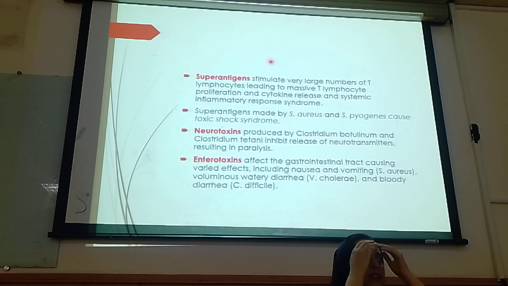And we have some neurotoxins, enterotoxins, and we have some superantigens. What is a superantigen? It will activate our immune system. Yeah, it stimulates a large number of T cells. So we will have proliferation of T cells and cytokine release, a large amount of cytokine. And we will have symptoms of toxic shock syndrome. For example, we have superantigens in Staph aureus or Streptococcus.